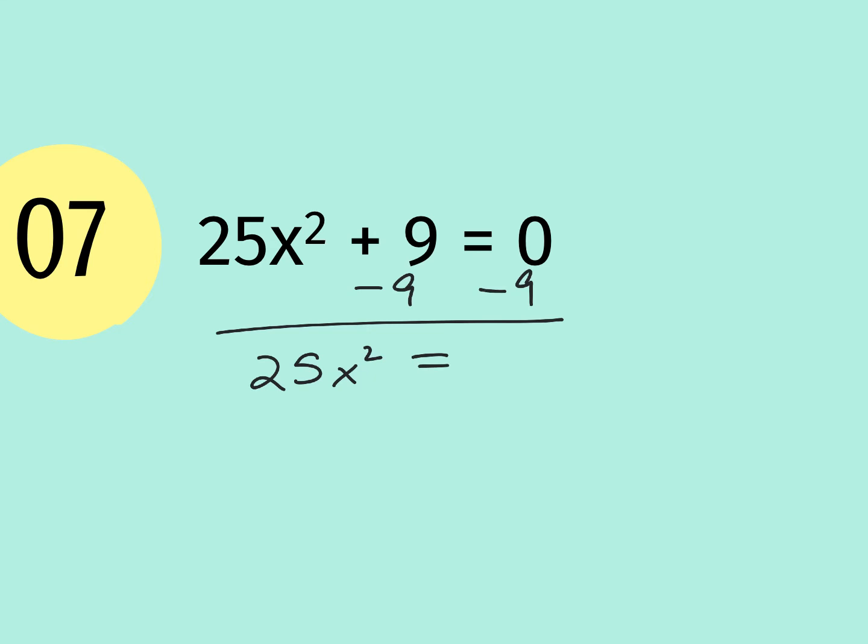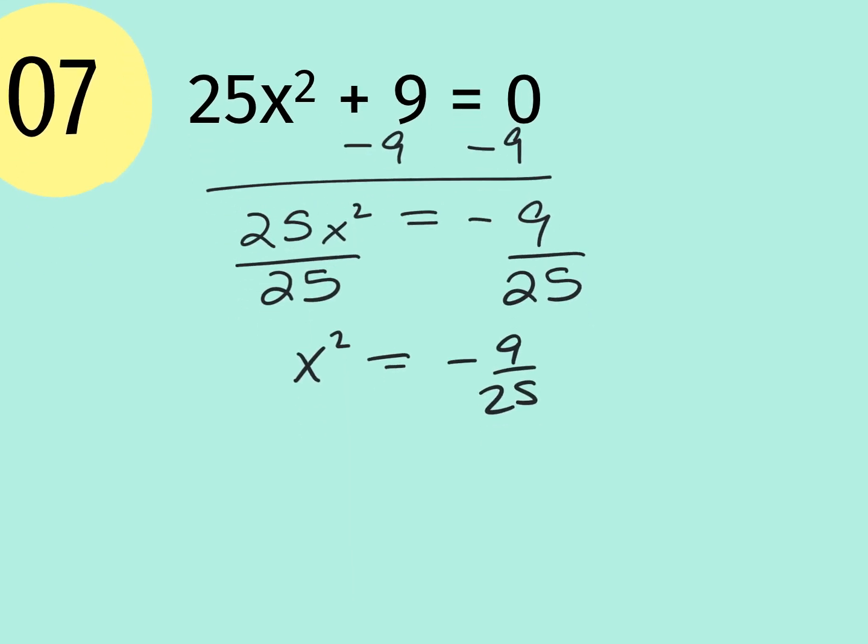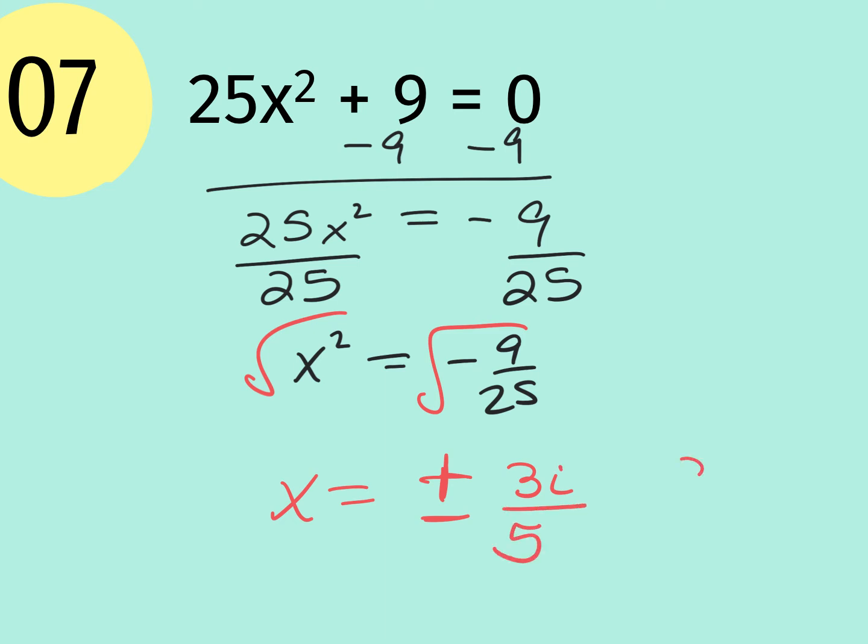25x squared equals negative 9. I want to isolate the square term, so I'm going to divide by 25. X squared equals negative 9 over 25. Square root both sides. X is equal to plus and minus 3i over 5. If you want to put 3/5 and then the i behind it, you can do that as well, but it's plus minus. Yes? Can you go back to the previous one?